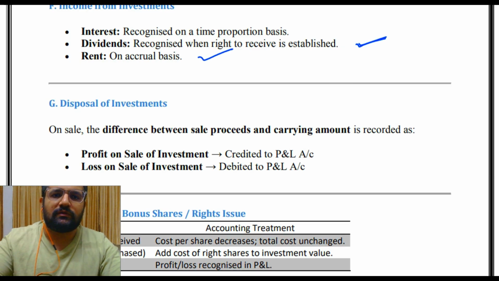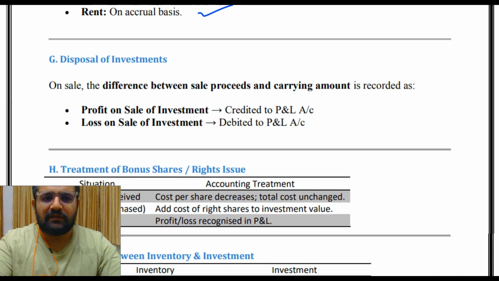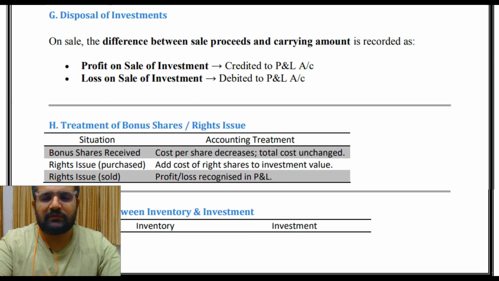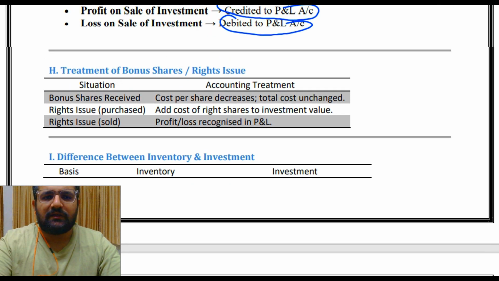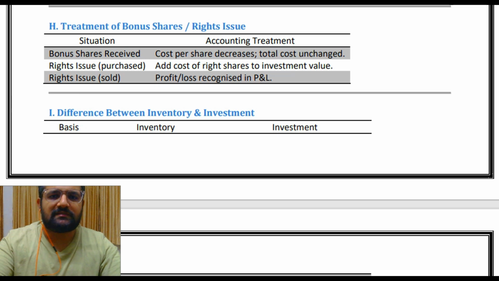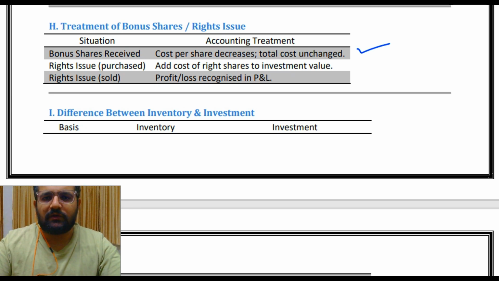Rent on accrual basis. Disposal of investment, on sale, the difference between sale proceeds and carrying amount is recorded as profit on sale of investment, credited to profit and loss account, and loss on sale of investments debited to profit and loss account. Then treatment of bonus shares or rights issue situation, bonus shares received, accounting treatment, cost per share decreases and total cost is unchanged.